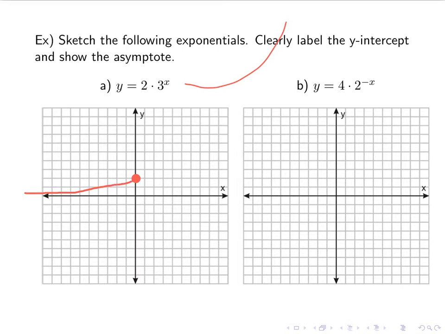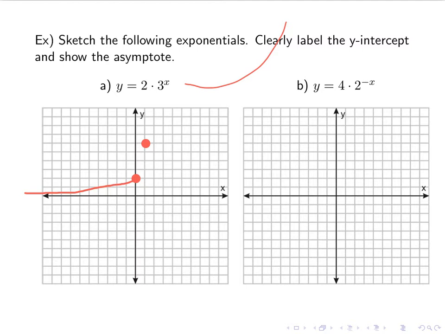And then just to really drive home, I'm going to have at least one more point in the positive x values. So I'm going to plug in, say, 1. If x is 1, what's y? So 2 times 3 to the 1. 3 to the 1 is 3. 2 times 3 is 6. So I'm going to plot, it's kind of not very nice, close enough, 1 comma 6.